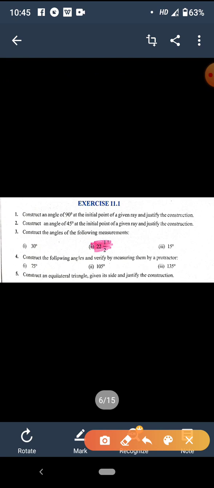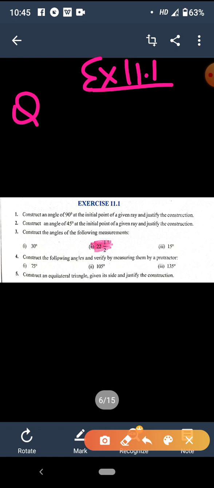If you want to see exercise 11.1 question 1, you can watch the previous video. Now we'll start from question 2. Construct an angle of 45 degrees. To make 45 degrees, you first have to construct an angle of 90 degrees.